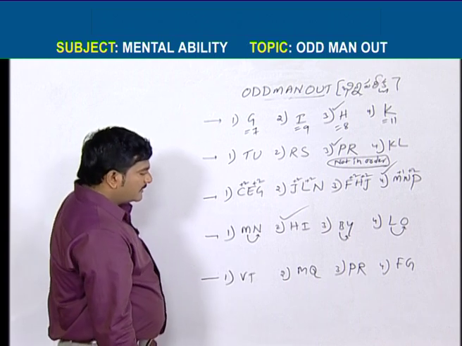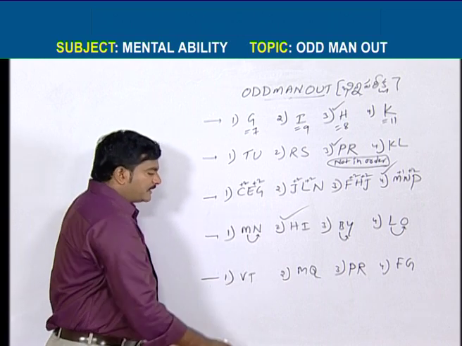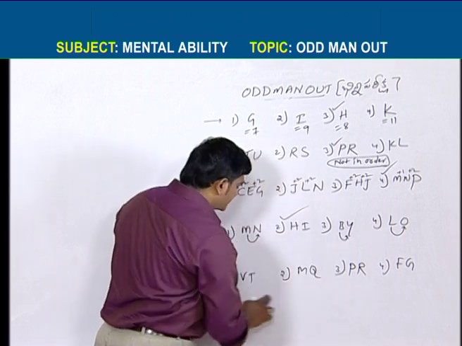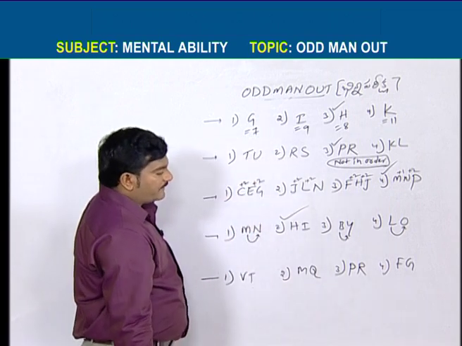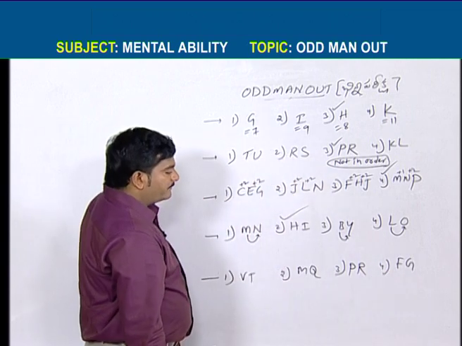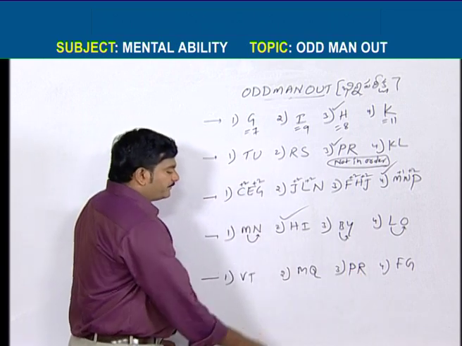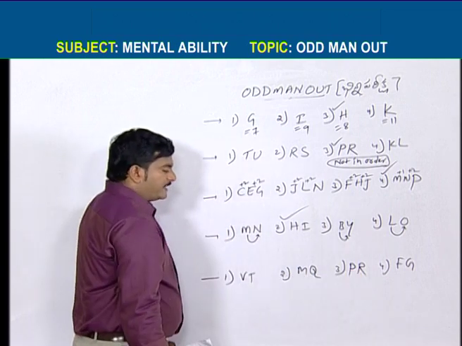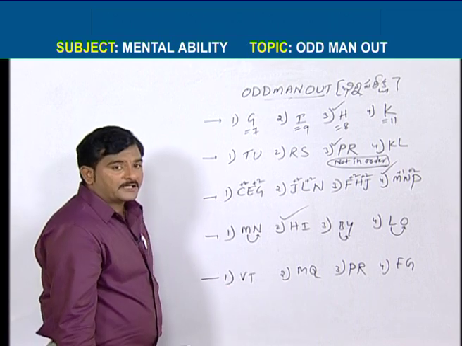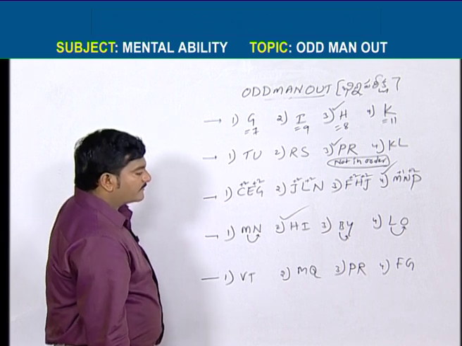See, observe here. VT. How much is the difference there? Just observe here. Is it increasing or decreasing? So it is increasing, it is increasing, it is increasing. It is decreasing. FG. F means 6, G means 7. There is a 1 letter gap. PR, 16, 18, 2 letters gap. 13, 17, 4 letters gap. So the difference between any two alphabets is not the same. That's why it is not that concept.